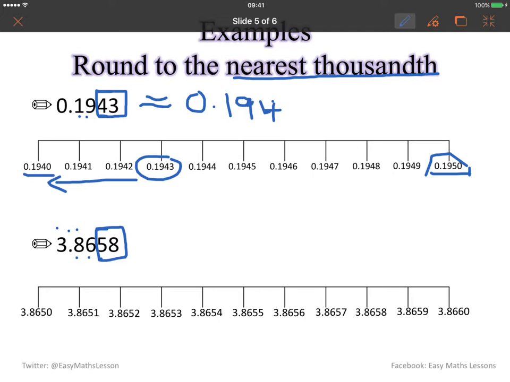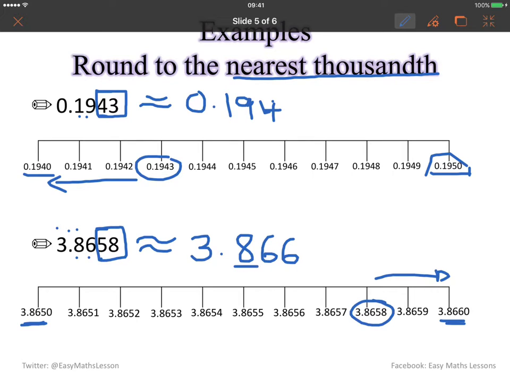I've got my bottom end here and the top end here. And there we go, 3.8658. And I can see it's much closer to 3.866. So approximately equal to 3.866. My answer in both these questions had 3 decimal places, and it is because I was rounding to the nearest thousandth.